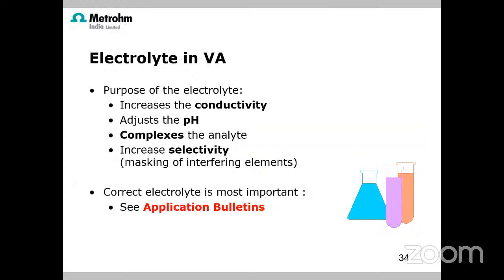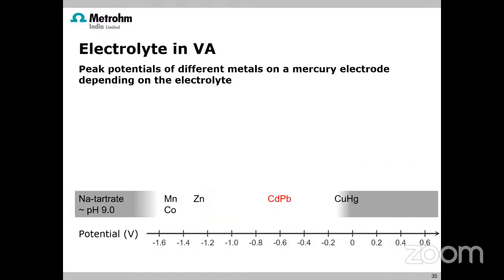As I said, electrolytes are very important in voltammetry technique. So why do we have to use electrolytes? It increases the conductivity, adjusts the pH, so it acts as a buffer. Then sometimes it complexes the analyte. We call that adsorptive stripping voltammetry. Then it increases the selectivity. So these are the reasons for which an electrolyte is used. Here also, we can assist you with our established applications using our application bulletins.